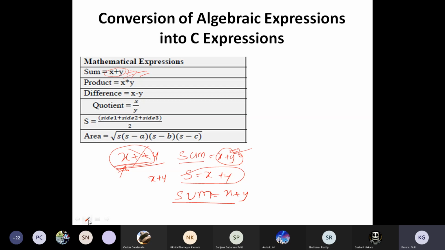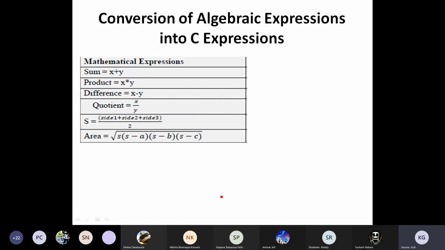Anyone who is going to tell the next one? Product, x star y. You have to tell it completely, not simply x plus y. Product is equal to x into y. Product is equal to x into y, right? Is it okay? Yes, ma'am. Okay, so next one.